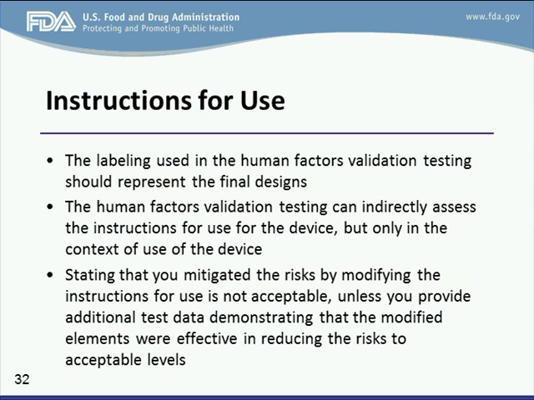If you decide to change the IFU as part of the risk mitigation for the use-related issue identified by the human factors testing, you need to provide follow-up testing data to demonstrate that the IFU change will be effective to reduce or eliminate the use-related risks, as well as not to introduce any new use-related issues.